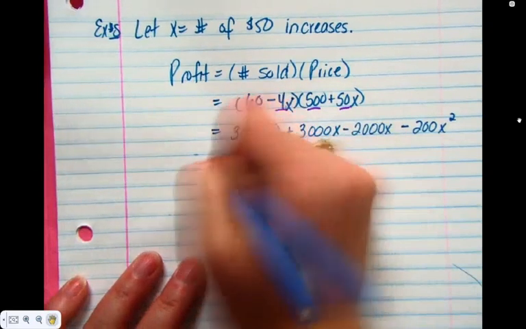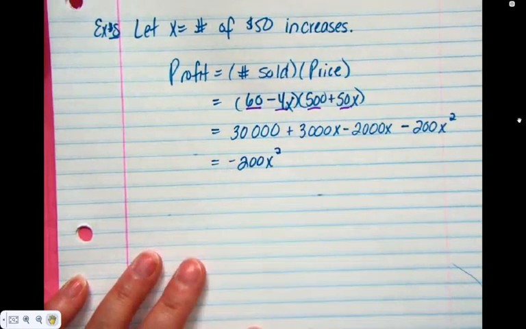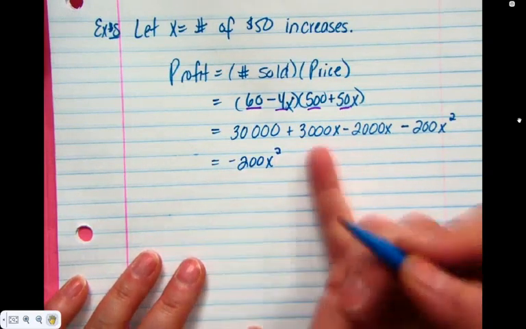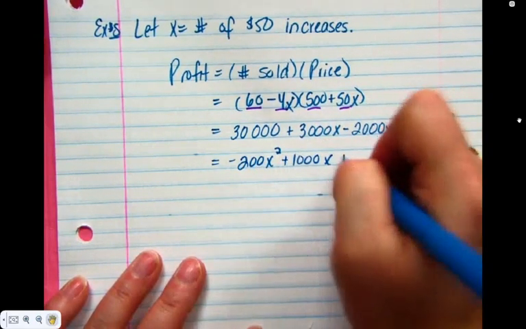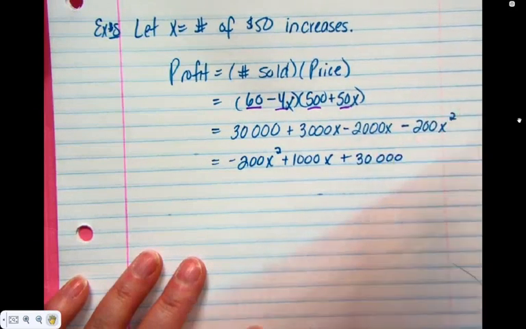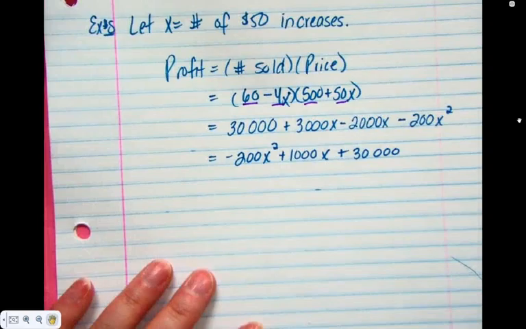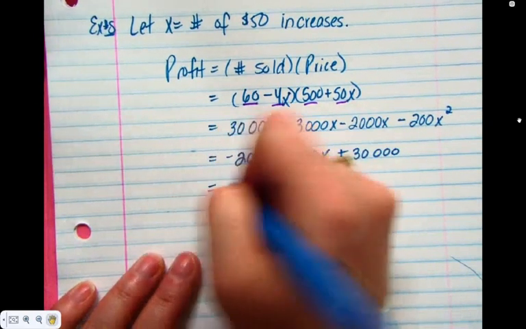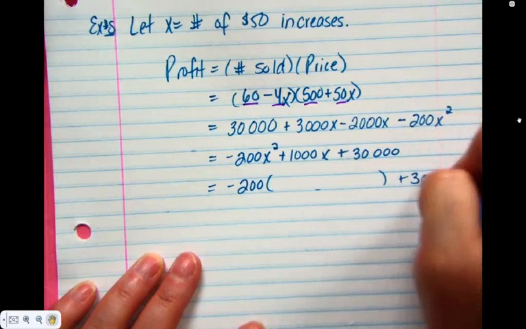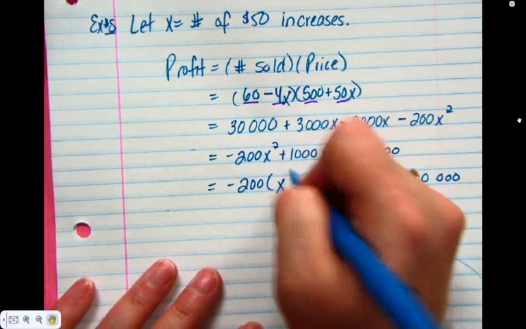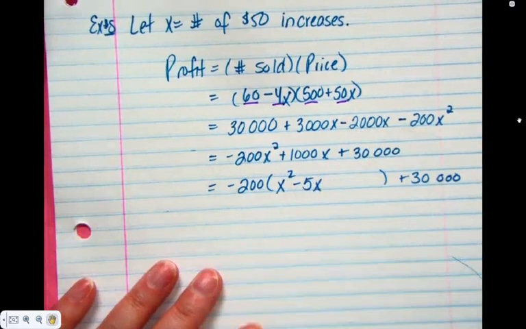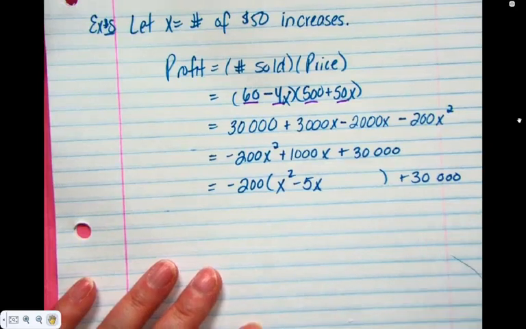Okay, let's simplify and order it. So the negative 200x squared is going to come first. How many x's do I have in total? 1,000. And the constant? 200 is going to come out front. 30,000 is going to be shoved at the back. Offer of minus 5x. Magic number.